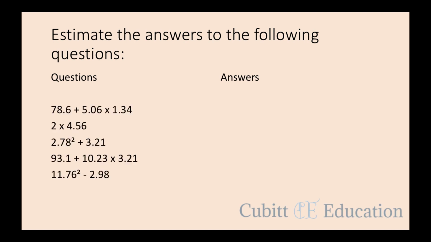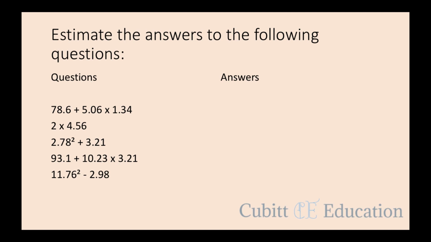So here are a few questions for you to have a go at. No calculators, please. You should easily be able to do these. Now, just for your reference, this bit here is squared. That means it's times itself. So 2.78 would change to a 3. So it just means 3 times 3. This means times itself: 3 times 3.